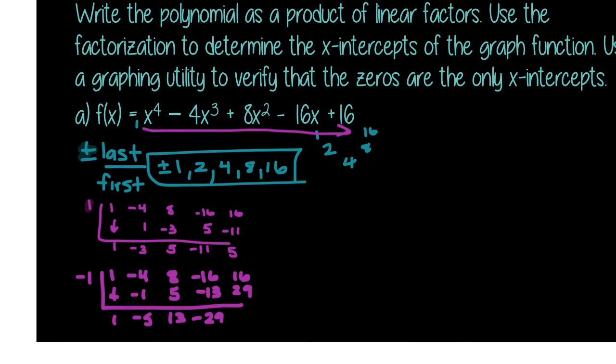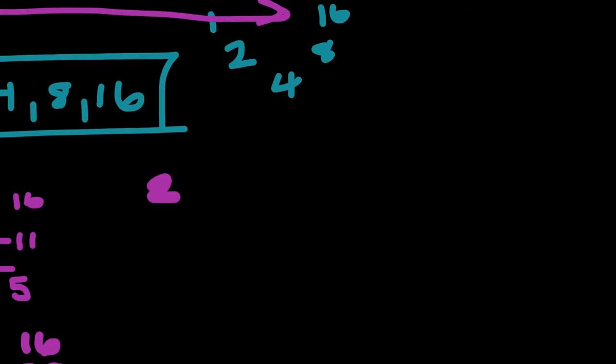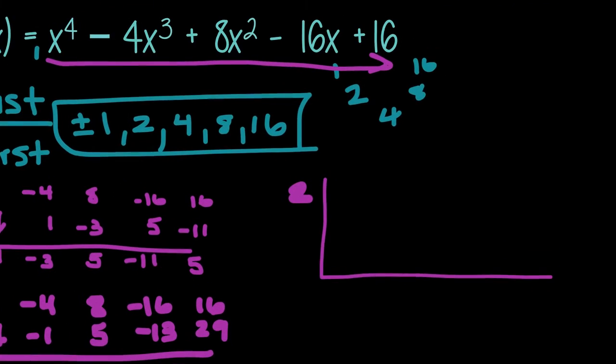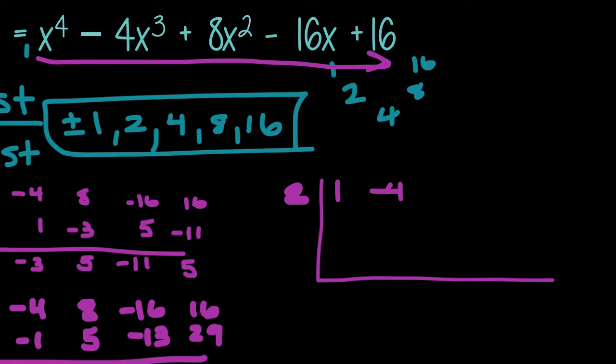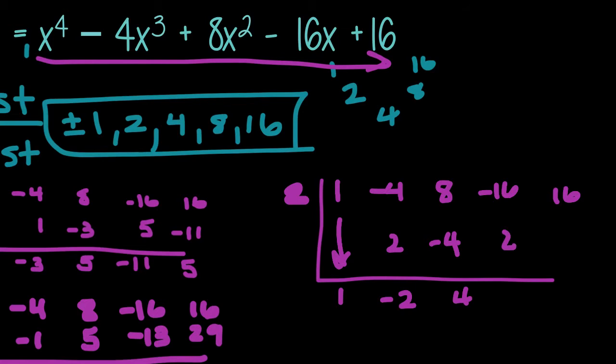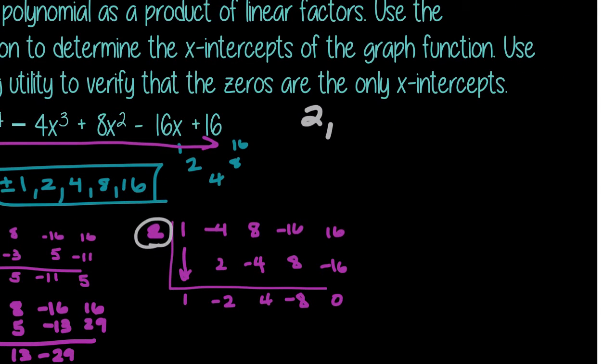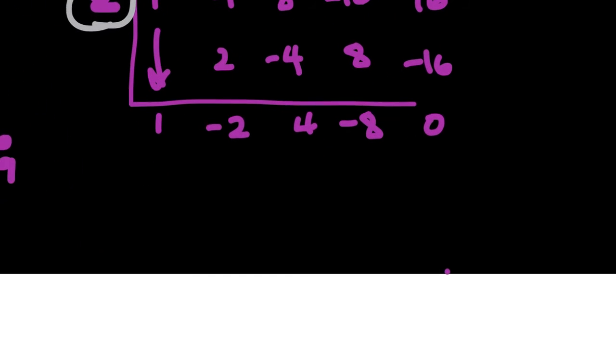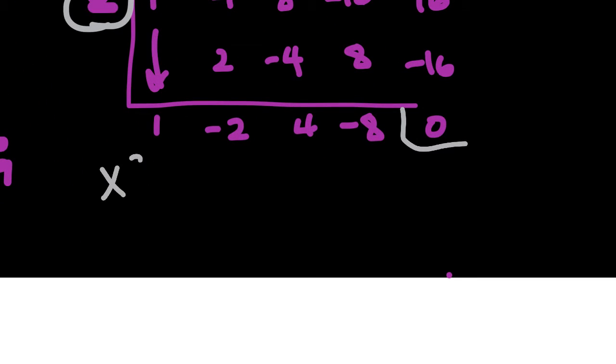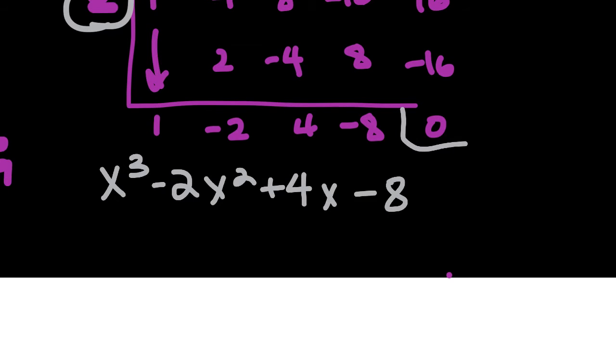Doesn't work, so I try positive 2. And that's the first one that works. So I know that 2 is one of my zeros. I've reduced this a degree, so I've got 1 less than the 4th, which means this is x to the 3rd minus 2x squared plus 4x minus 8. And the first thing I would say is now there's 4 terms, so I should see if I could factor it by grouping.